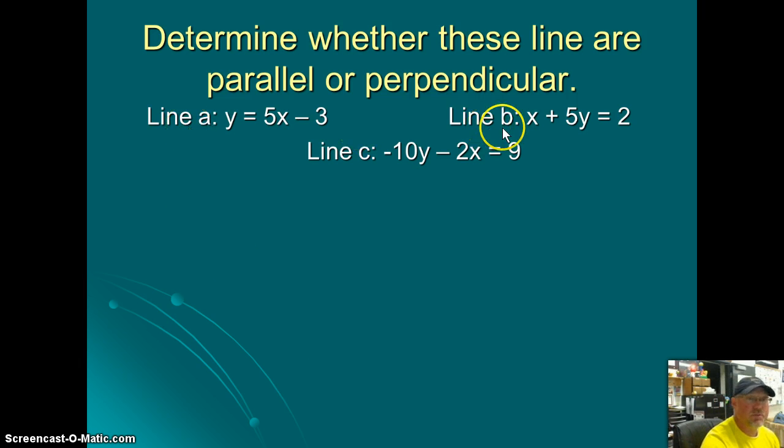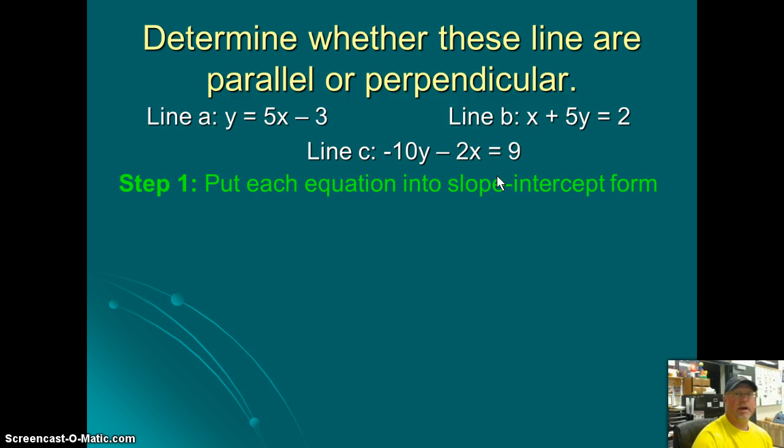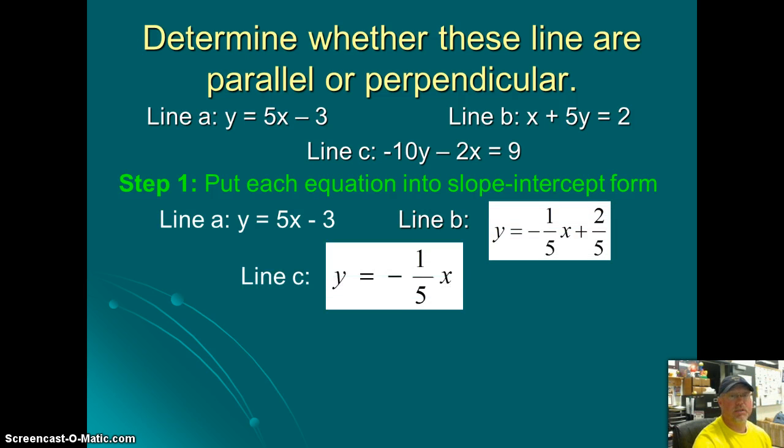So if I give you these three equations, A, y equals 5x minus 3, B, x plus 5y equals 2, C, negative 10y minus 2x equals 9, what you have to do first is put them into slope-intercept form. So when we look at this and how we work this, you reorganize these into slope-intercept form. Our key focus is going to be our slope.